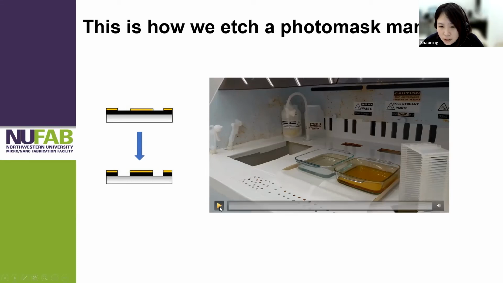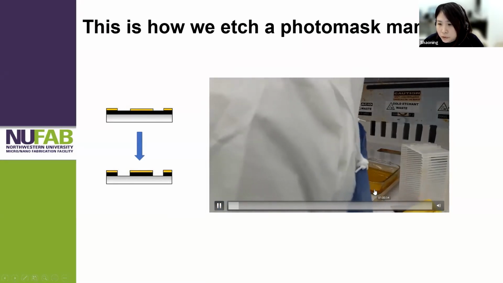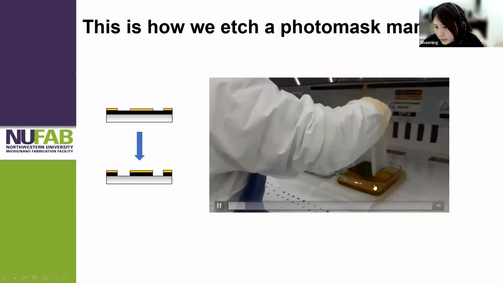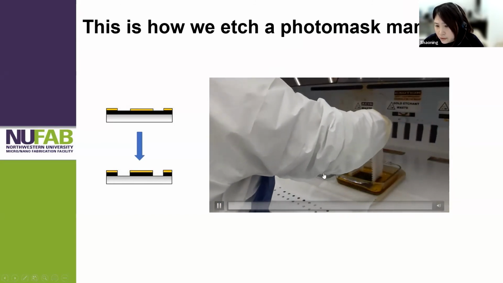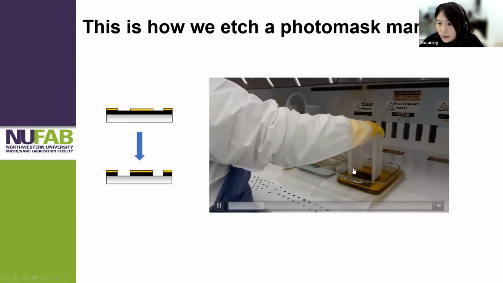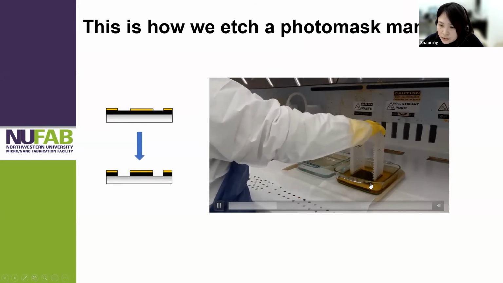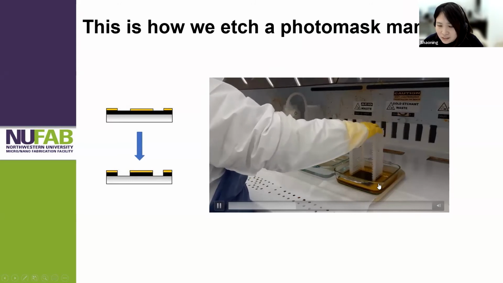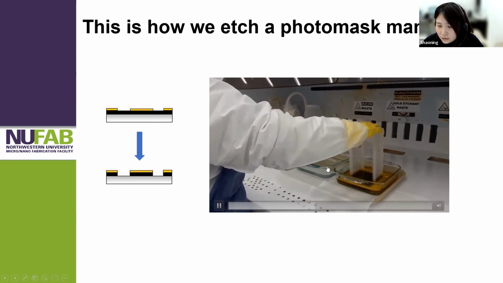Here is how you do it. I use this for photo mask training. First you have to prepare a container of the etchant, the chemical, and another container of the DI water. You immerse your photo mask inside the etchant, either slightly move it or give it some agitation or not. The time is by estimation for most, this is very empirical. When the time is done, you take the thing out and dip it into the DI water to stop the etching.